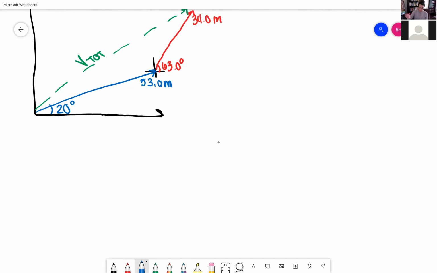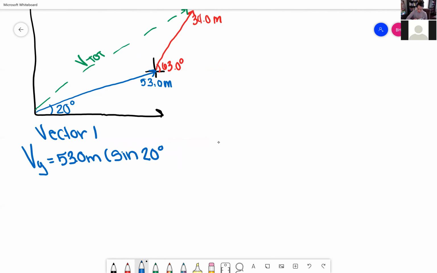So let's say that we have vector 1, and we want to find Vy. So Vy is our sine, and that's what I kept getting so confused. I don't know why I had it in my mind the other way around. Okay, Vy is 53.0 meters times sine 20 degrees. And then Vx is going to be 53.0 meters times cosine 20 degrees.